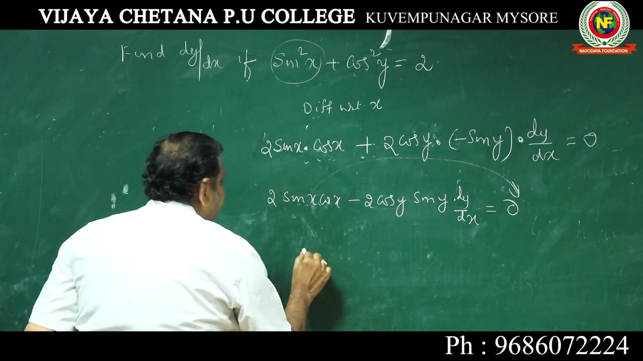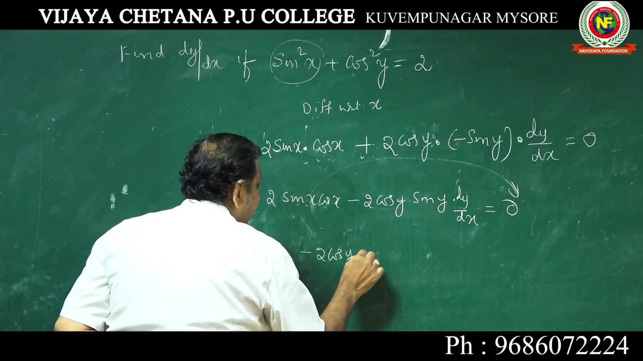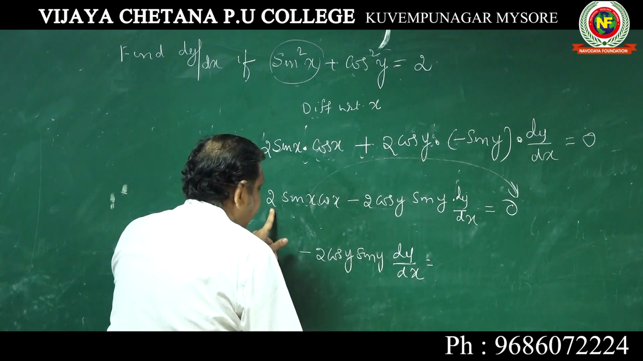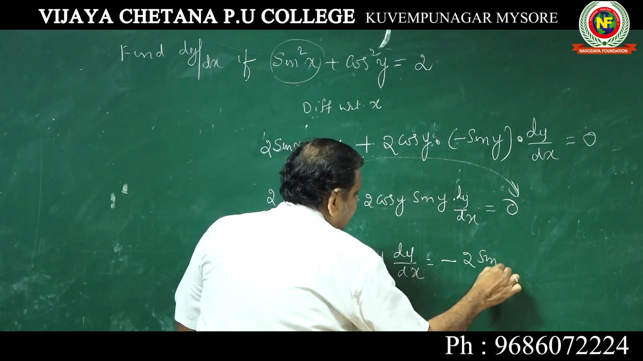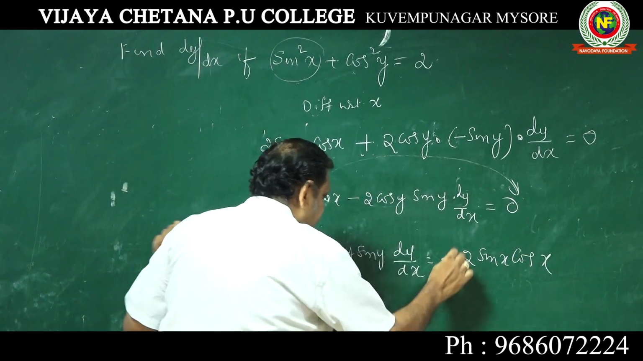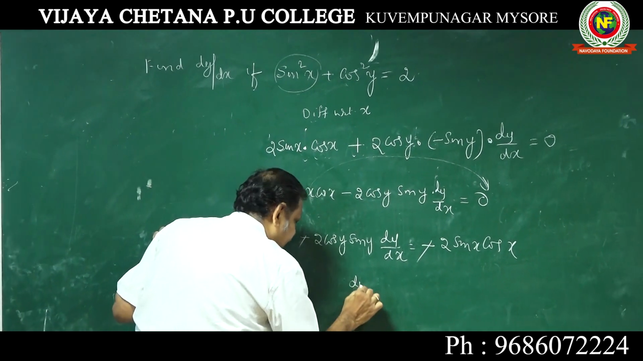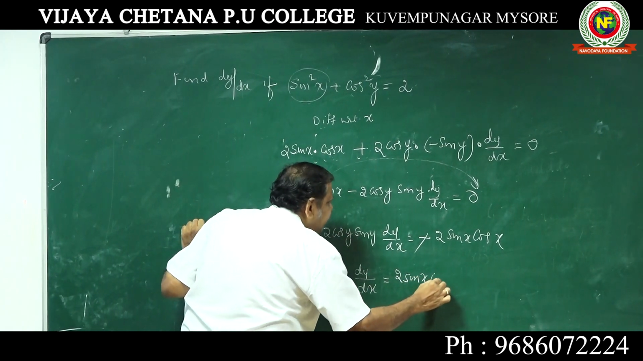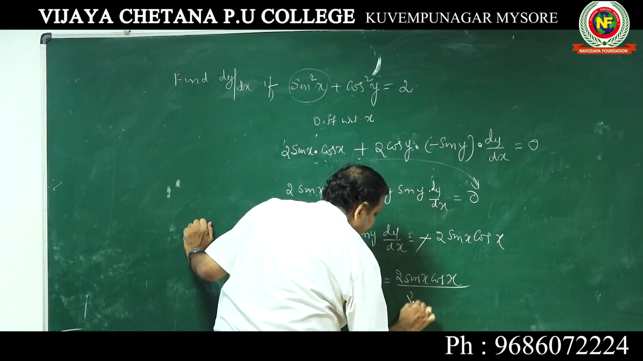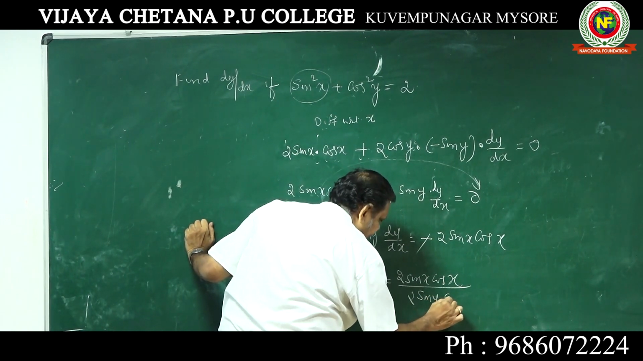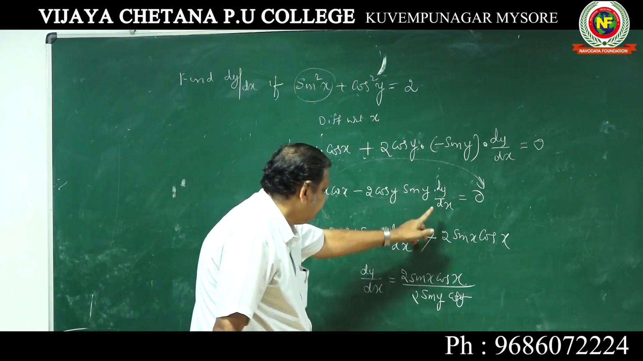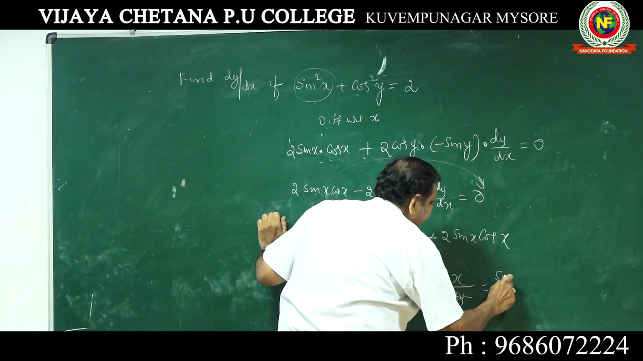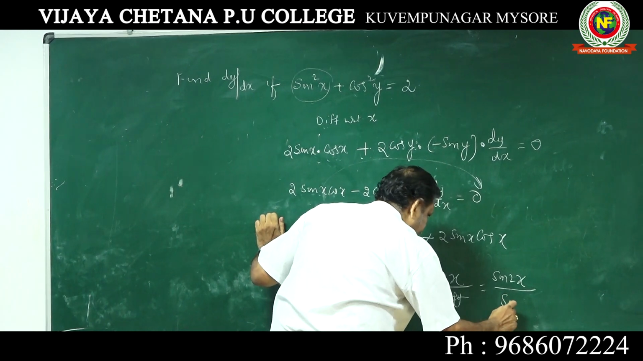Shift this particular term to that side, that is minus 2 cos y sin y dy by dx is equal to, shift this one to that side, minus 2 sin x cos x, or the minus minus is gone, and if you want to cancel 2 also. Otherwise what you can do is 2 sin x cos x divided by 2 sin y cos y. 2 cos y sin y or sin y cos y, both are the same. You can write cos y sin y or sin y cos y. Why I am not cancelling 2 is because 2 sin x cos x can be written as sin 2x, and this can be written as sin 2y.